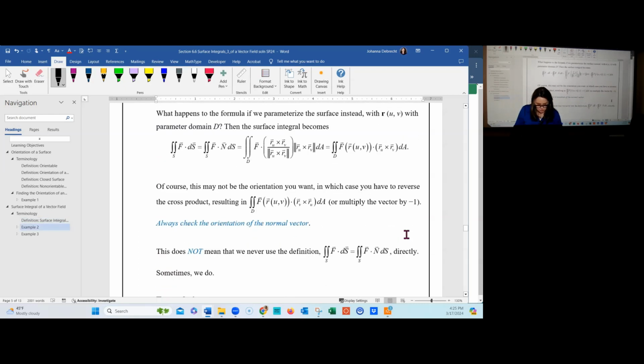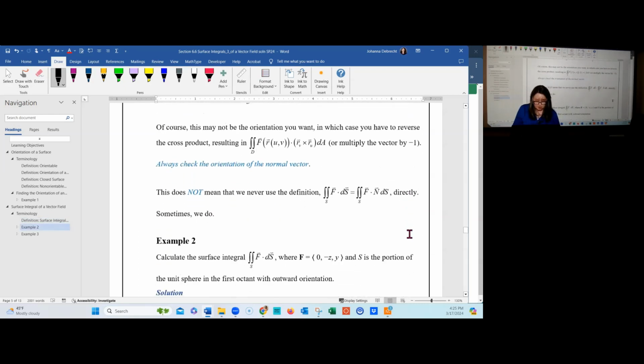Again, note that you must check the orientation of the normal vector. If it's not pointing generally up or out of the shape, simply multiply through by a -1, and that will fix it. Let's now take a look at example 2.